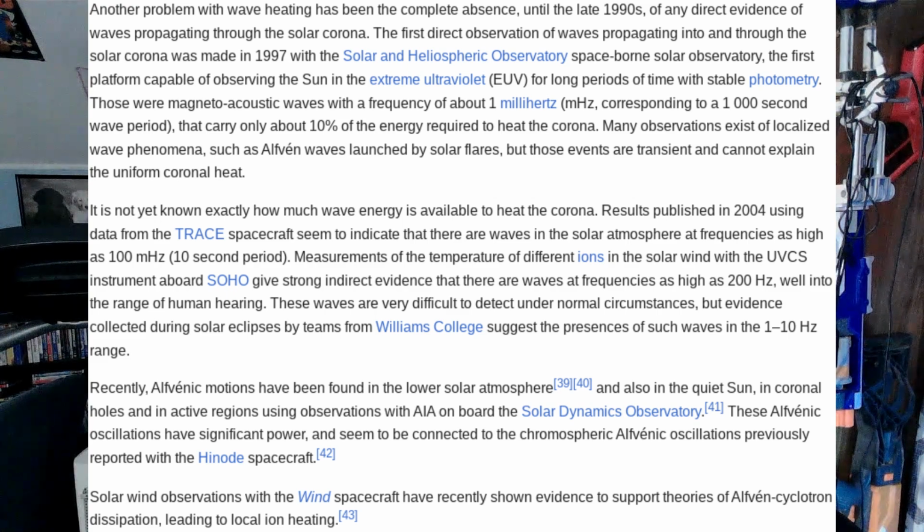Both types of waves can be launched by turbulence of granulation and supergranulation at the solar photosphere, and both types of waves can carry energy for some distance through the solar atmosphere before turning into shock waves that dissipate their energy as heat. The problem with this theory is the delivery of the heat to the appropriate place.